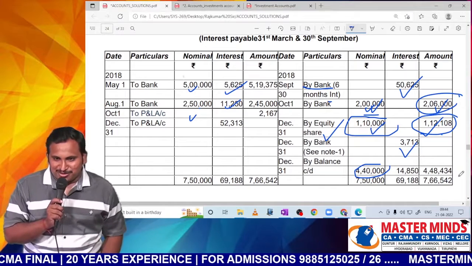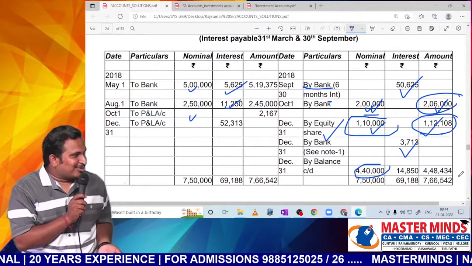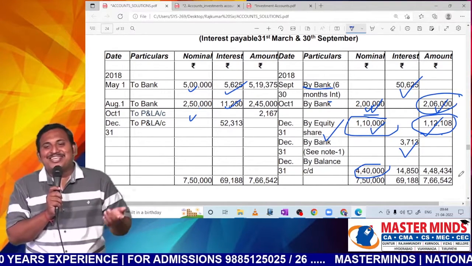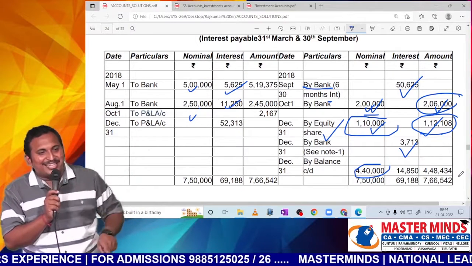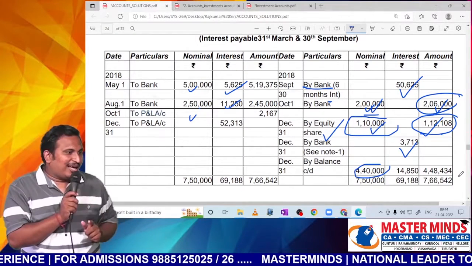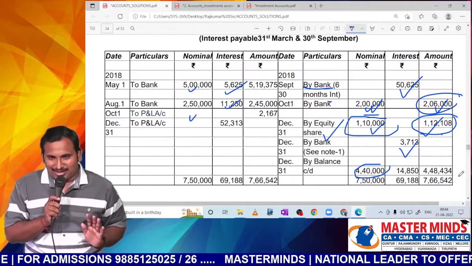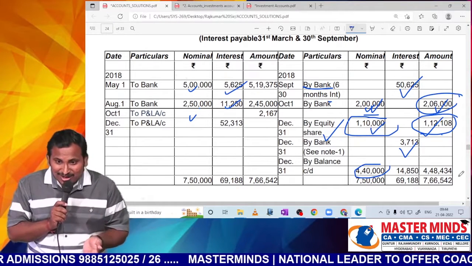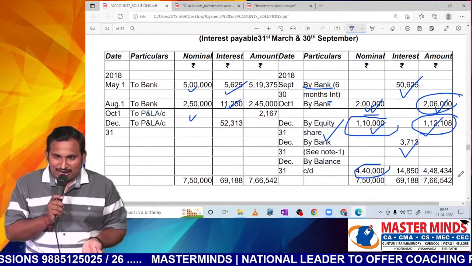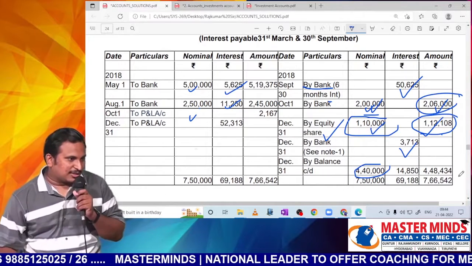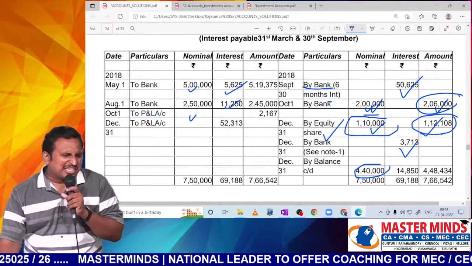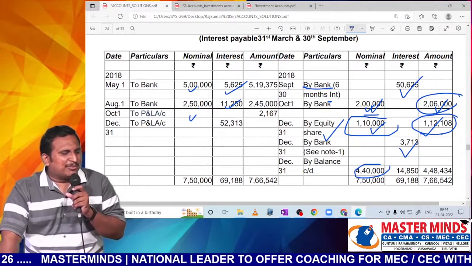What is long-term investment, sir? Those which are not current investments. Current investments means those purchased with an intention to hold for not more than 1 year and are readily realizable. Because you are selling within 1 year, definitely these are current investments. Is that clear, sir?